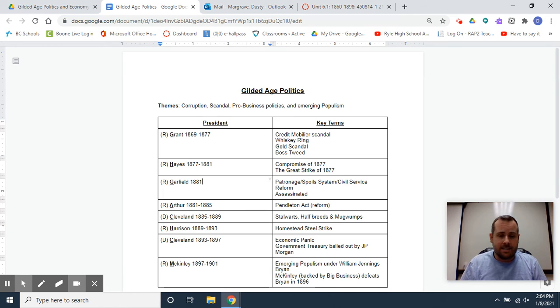Finally, the last president on here is William McKinley. He's also a Republican. He wins the White House in 1896. He will also win again in 1900, although he's assassinated in 1901. McKinley was a big business Republican president as well. He favored high tariffs. On a side note, he also favored imperialism and expansion. We'll talk about that in future chapters.